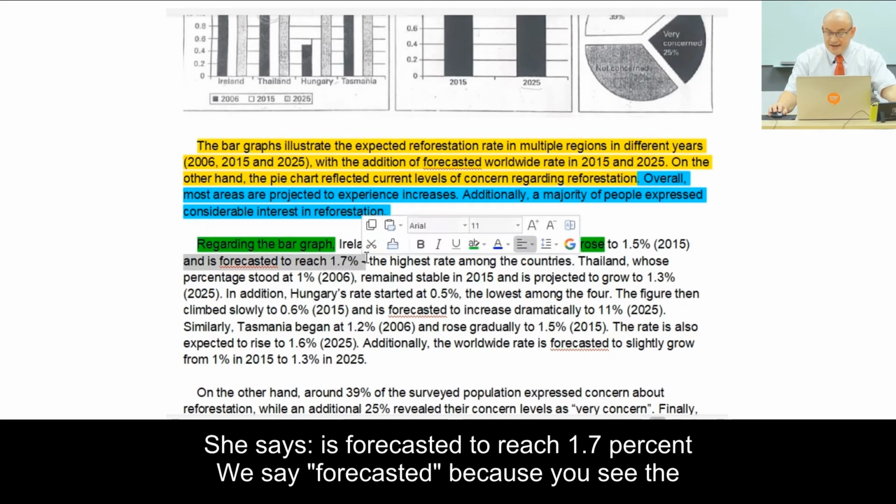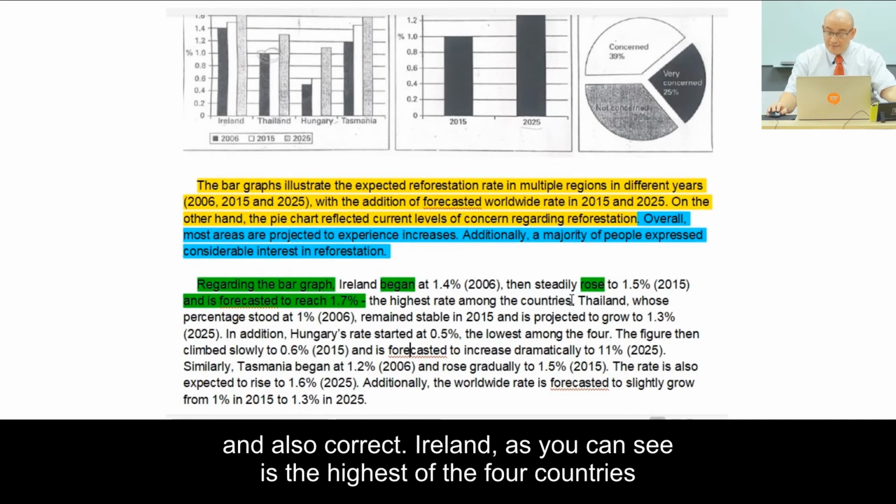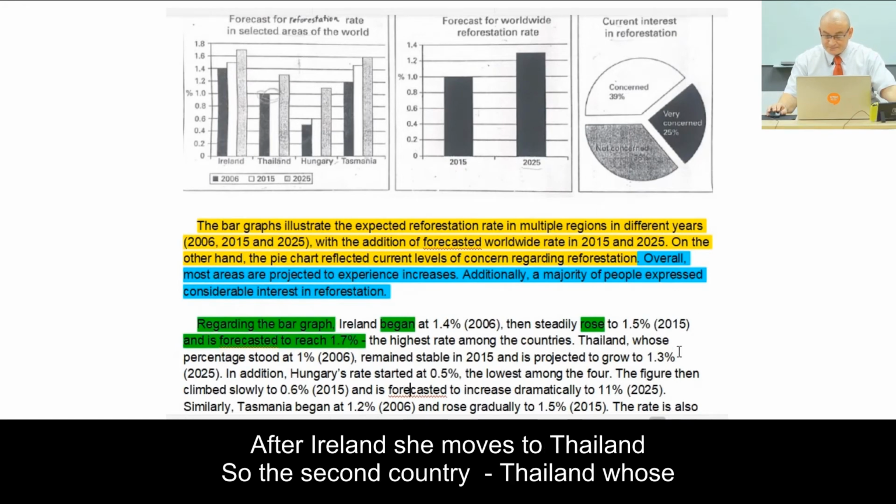She says, is forecasted to reach 1.7%. We say forecasted because you see the year 2025 is in the future. The highest rate among the countries. Good grammar and also correct. Ireland, as you can see, is the highest of the 4 countries.